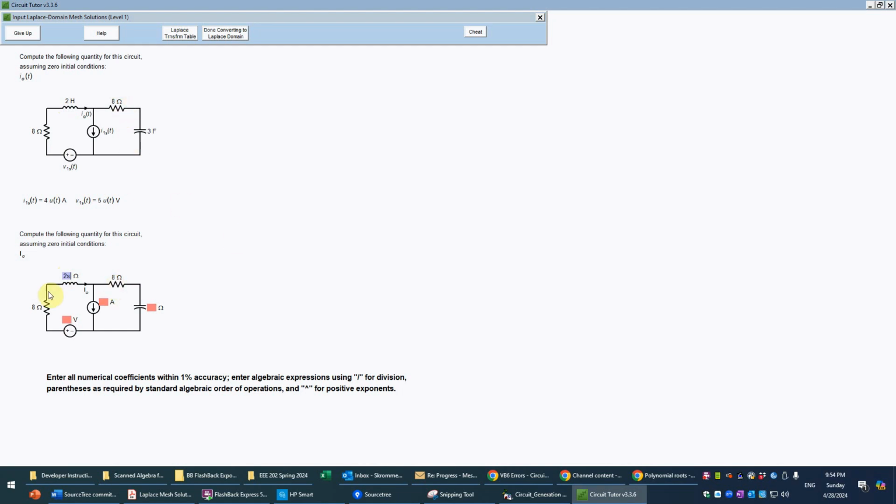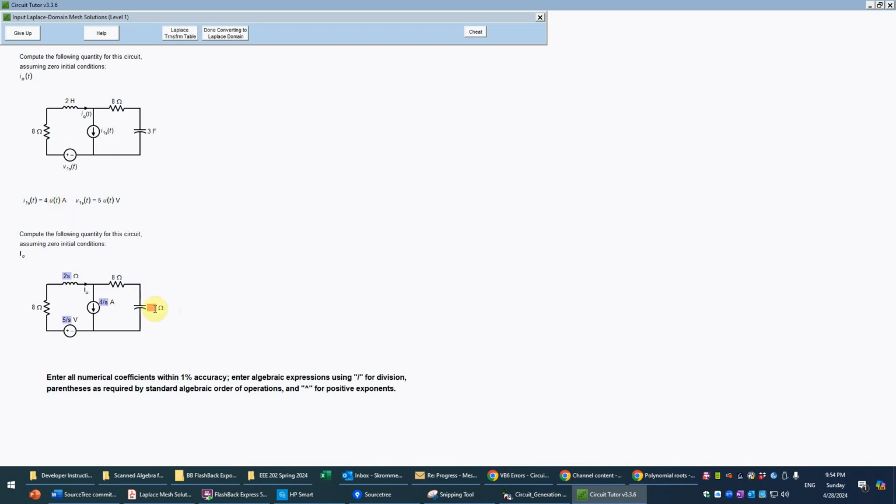And then the resistors are unchanged, so the voltage source, the V1S of t, that becomes capital V1S bar, so that would be 5 over S, remembering the Laplace transform of the unit step function, which if you don't remember it for any reason, you can pull that up using the Laplace transform table that's always available up here. Then the I1S of t, again, that's also a unit step function, so that's going to be 4 over S, since the strength is 4U of t.